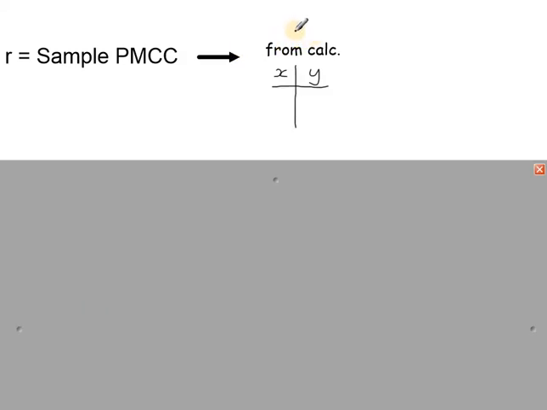From the given data, you start off by calculating the sample PMCC value. So enter the data into your calculator and get the value R.